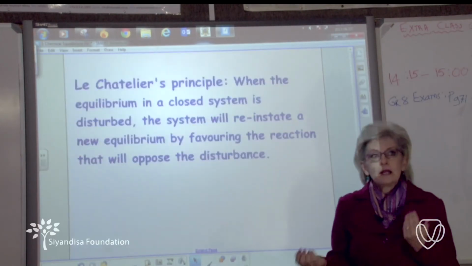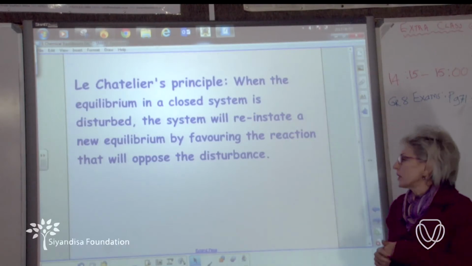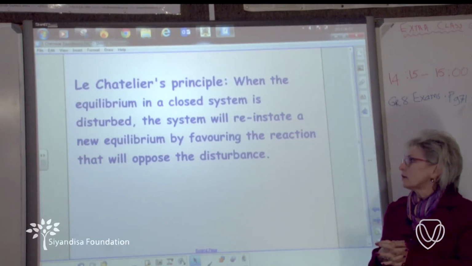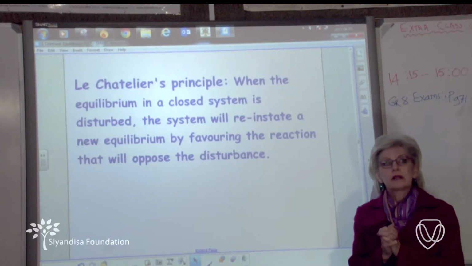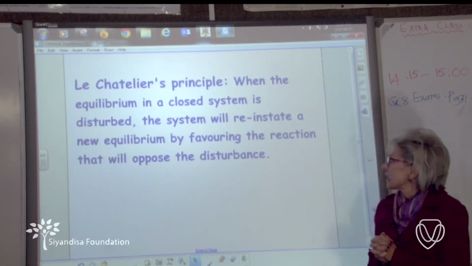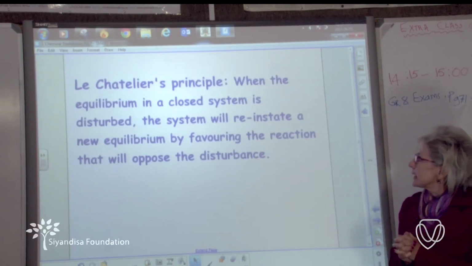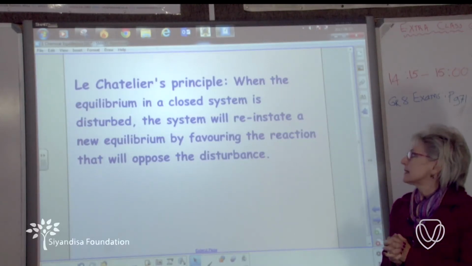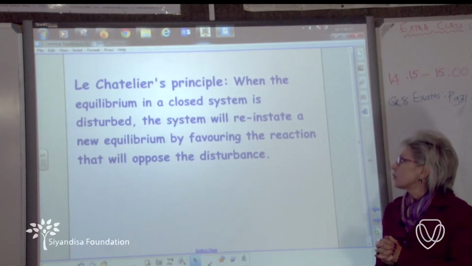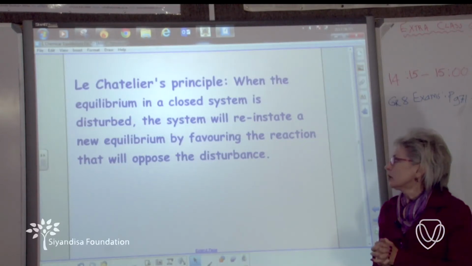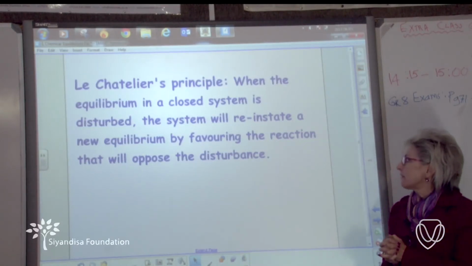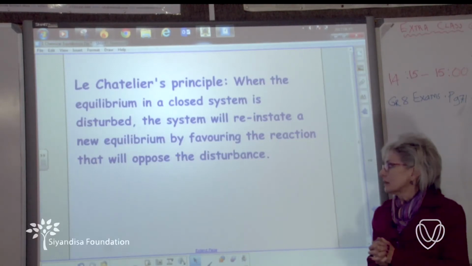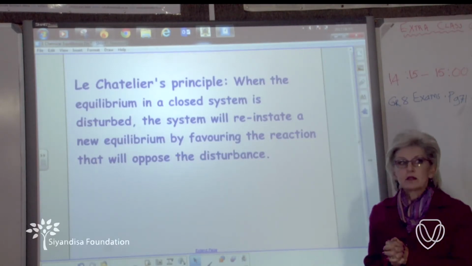Now, to explain what I've illustrated to you, and also in all the questions that will follow, we work with the French guy, Mr. Le Chatelier's principle. And he said, when the equilibrium in a closed system is disturbed, the system will reinstate a new equilibrium by favoring the reaction that will oppose the disturbance.